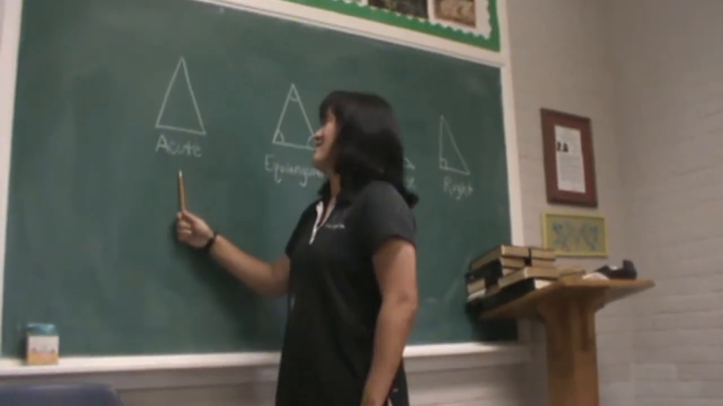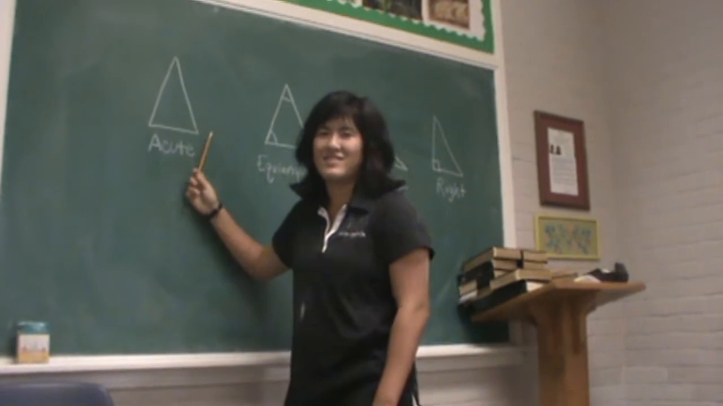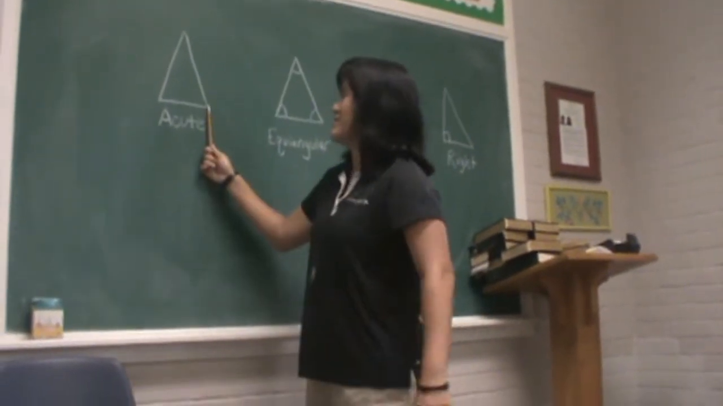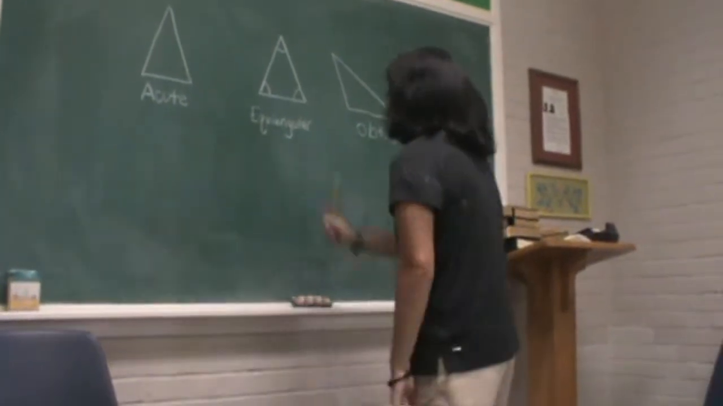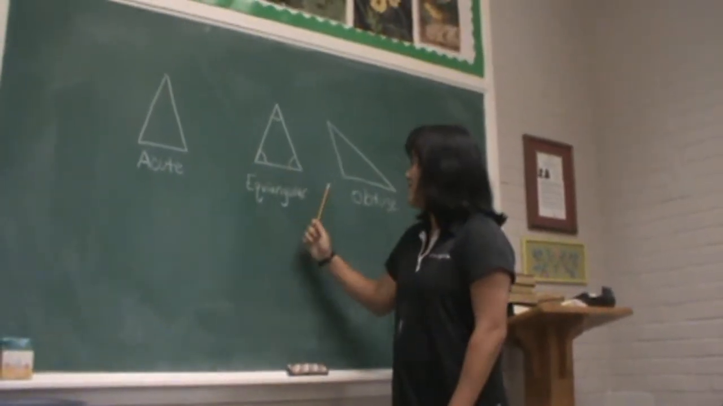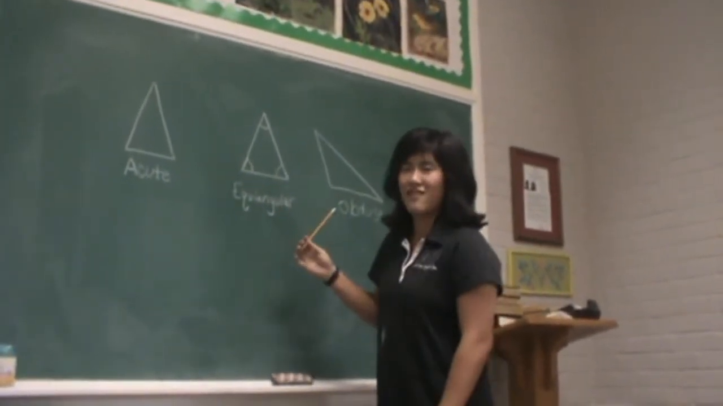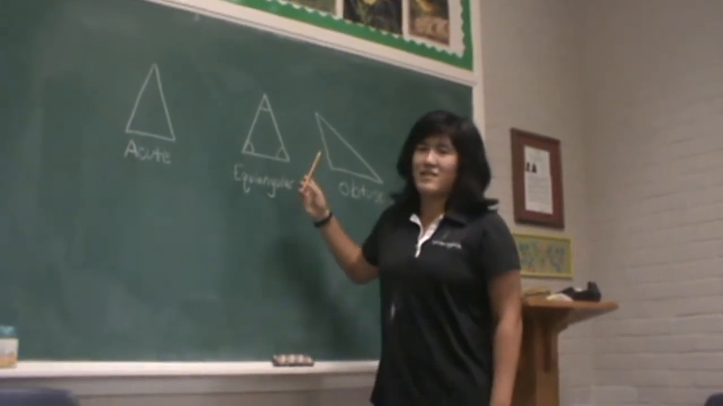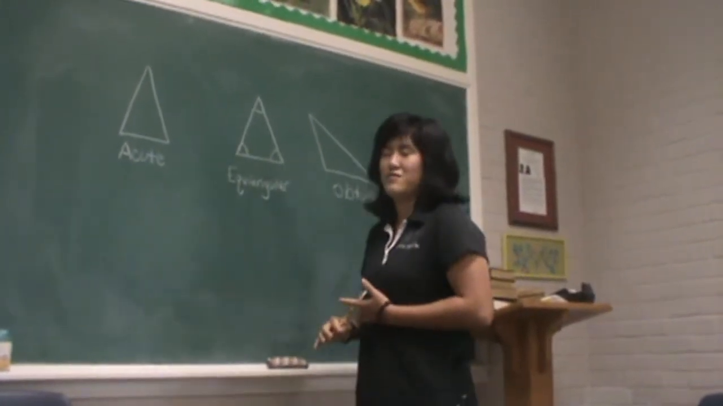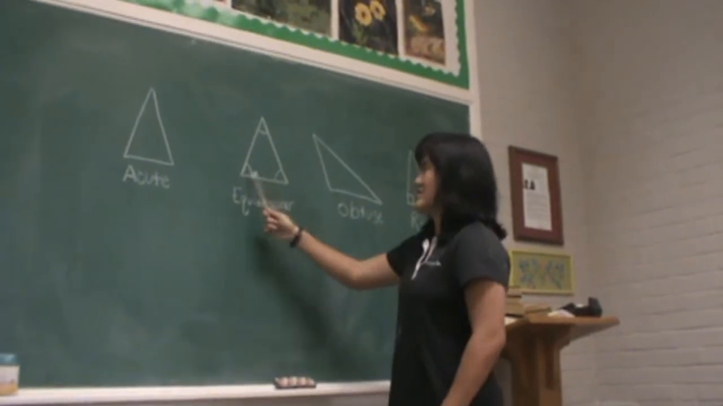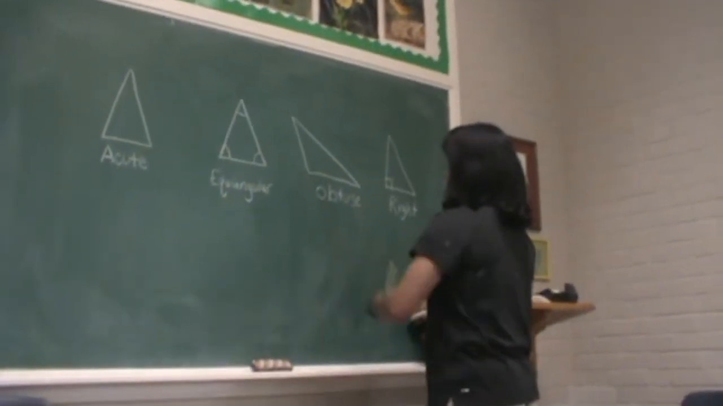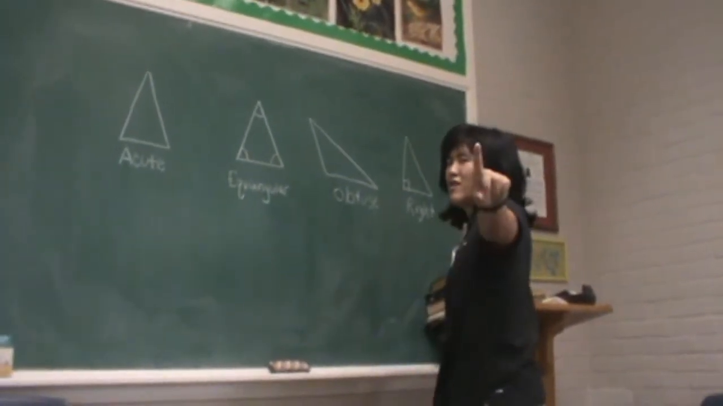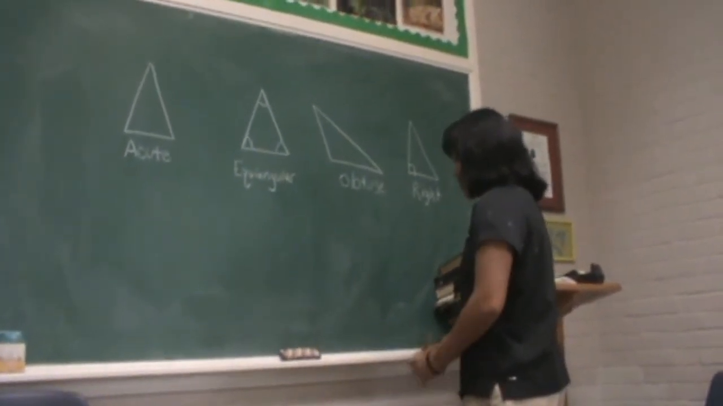This is an acute triangle. All of these angles are less than 90 degrees. So this could be 60, that could be 60, and that could be 60, which makes it acute. This is an equiangular triangle, which means all of the angles are the same. There's only one way for it to be 60, 60, 60.